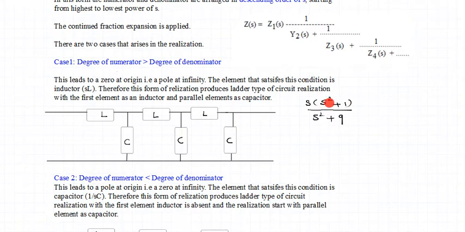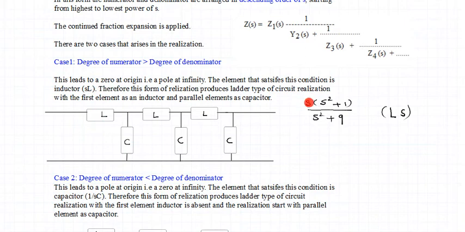Definitely it is the inductor element which satisfies the condition of a zero at the origin, because the inductor is defined with the mathematical expression Ls. So when we put s as 0, we get this term to be 0. Therefore it must be the inductor which satisfies the condition of a zero at the origin. Therefore, when we realize a system function wherein the order of the numerator is larger than the denominator, it is always the inductor which is the first element.